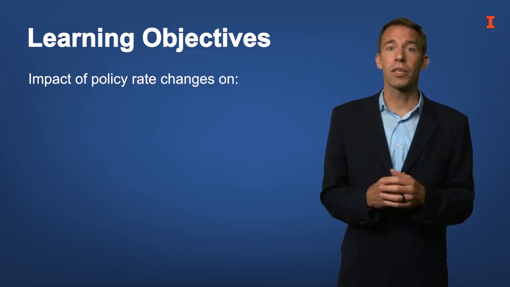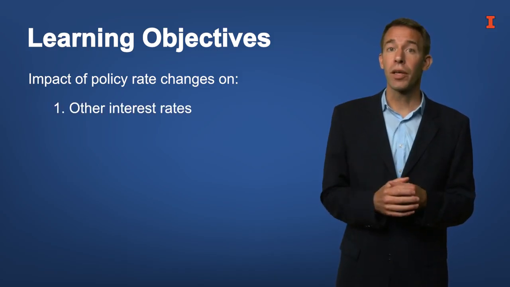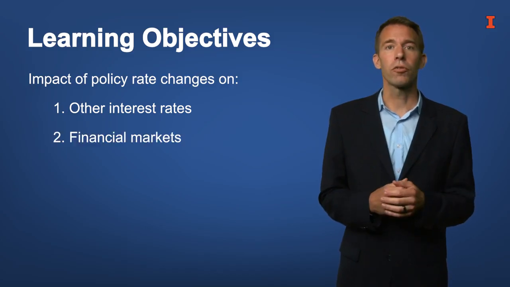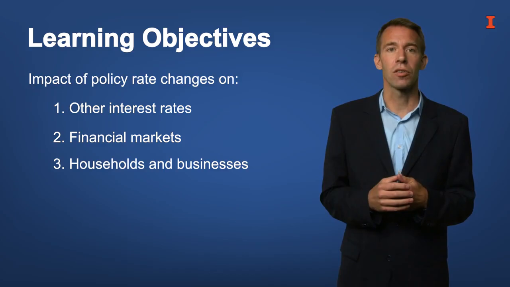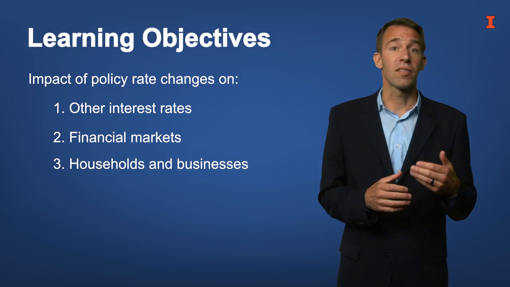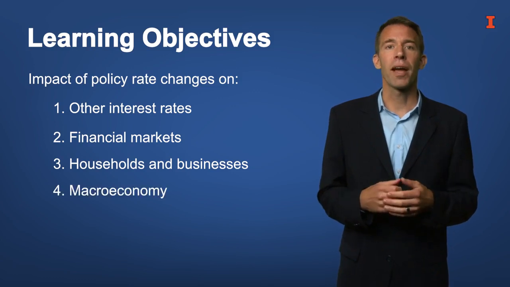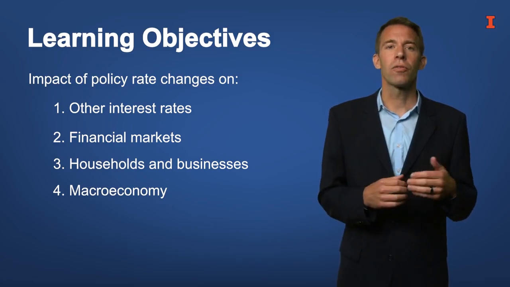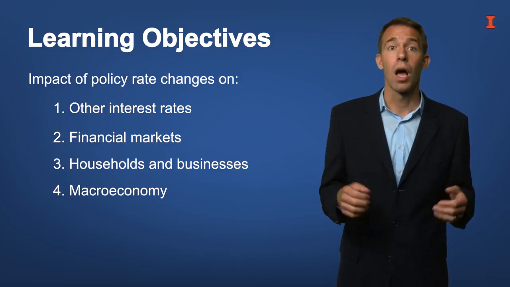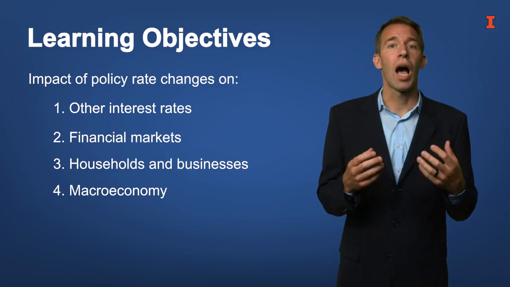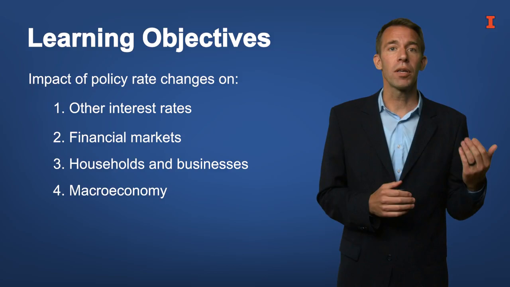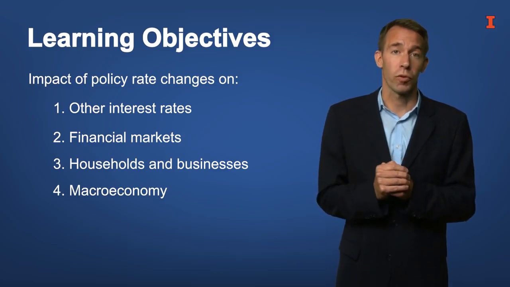A change in the federal funds rate will lead to changes in other interest rates and in broader financial market conditions. In turn, those changes will then affect the spending decisions of individual households and businesses. Finally, these individual effects will aggregate to the macroeconomic scale. This should feed into economy-wide growth, employment, and inflation. Our goal is to understand how this chain of events plays out. This will improve our understanding of how monetary policy works.